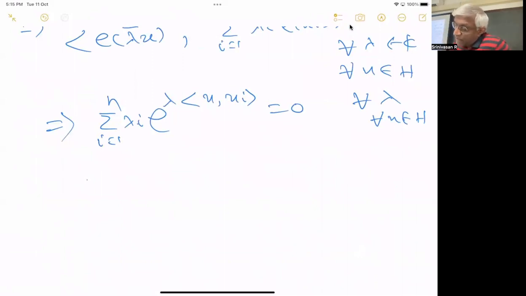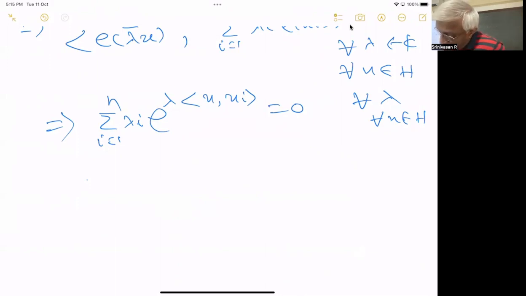Now I want to choose U so that these are all different functions. We have got some relation in terms of exponential functions. This is true for all lambda. The lambda i are unknown numbers, but still fixed numbers, and you have to show that they are equal to 0. This is true for all lambda and for all U. Now I want to choose a particular U so that these are all different.